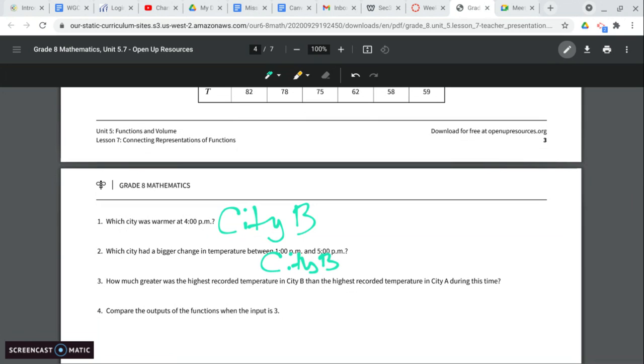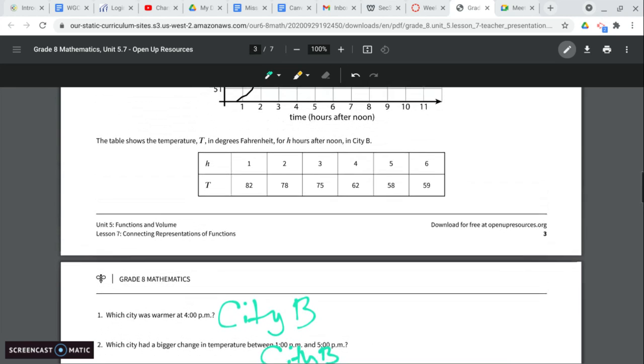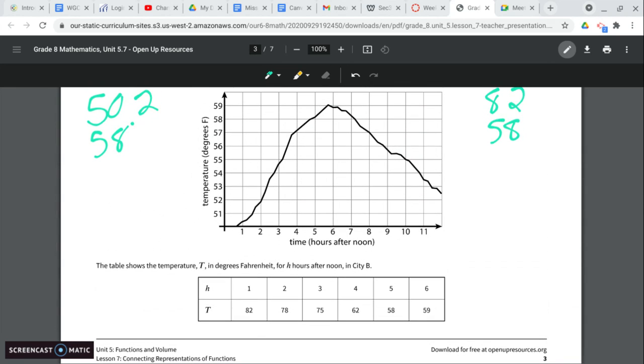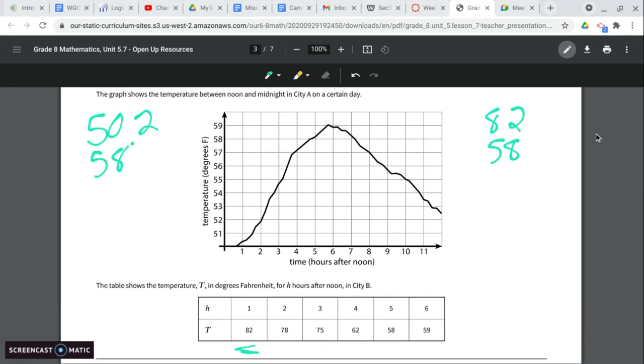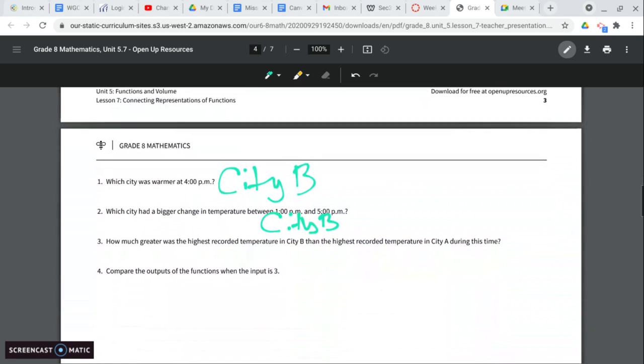How much greater was the highest recorded temperature in city B than the highest recorded temperature in city A during this time? So highest temperature in city B looks to be our 82 here, and the highest temperature looks to be 59. So 82 minus 59 would give us 23. So a 23 degree difference, approximately, because that 59 was slightly above, but about a 23 degree difference.